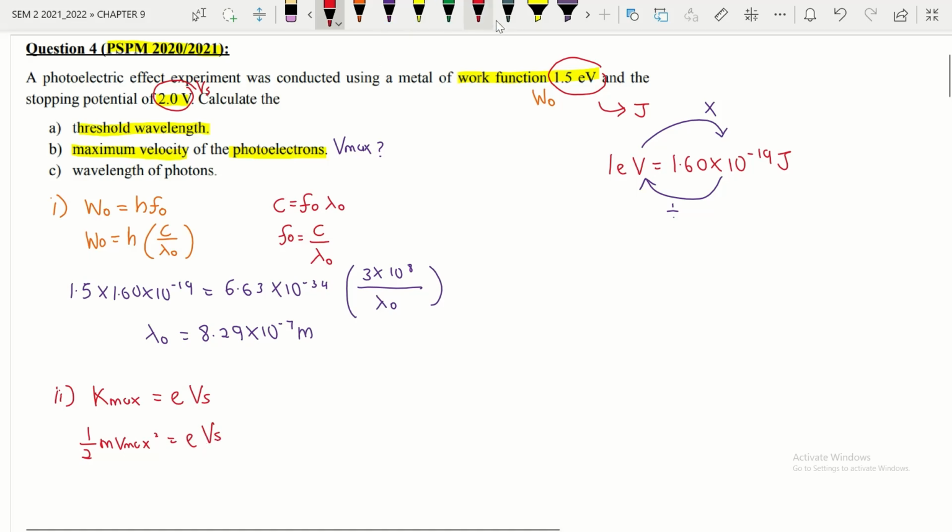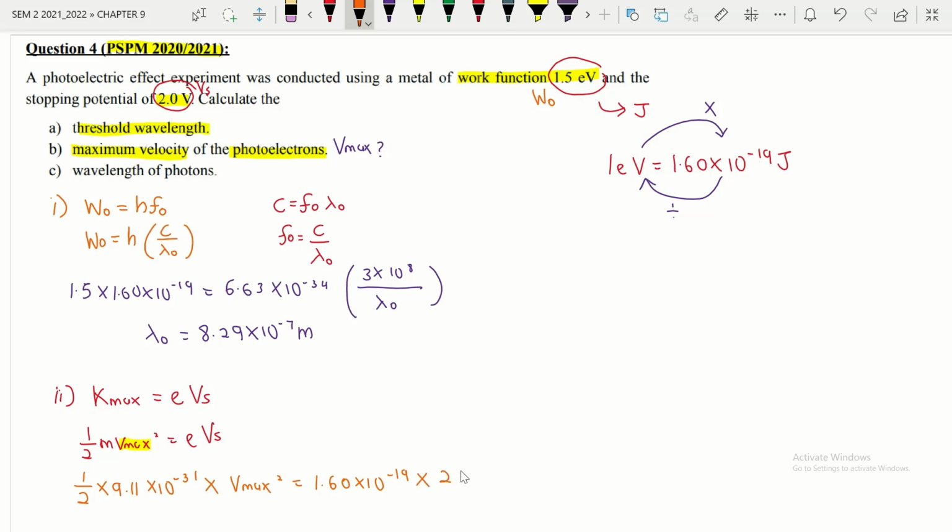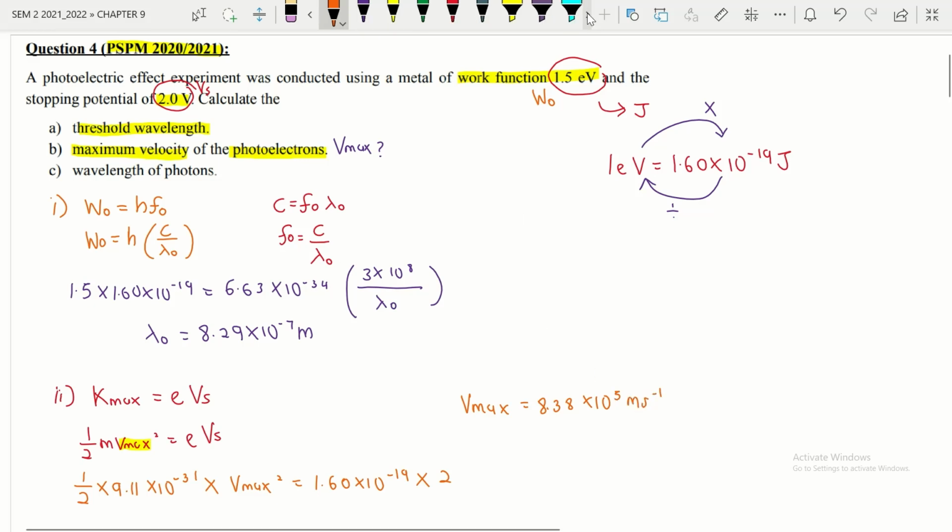So we are looking for maximum velocity. So it is half darab dengan mass of electron, you can find from the list of constants, which is 9.11 times 10 to the power of negative 31, darab dengan your maximum velocity equals to electron, value of electron, so you can find from the list of constants, and times with your stopping potential, which is 2. So when you calculate, you will get your maximum velocity 8.38 times 10 to the power of 5 meter per second. Okay, so I will highlight the final answer.